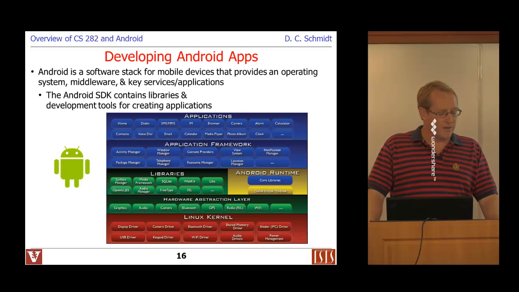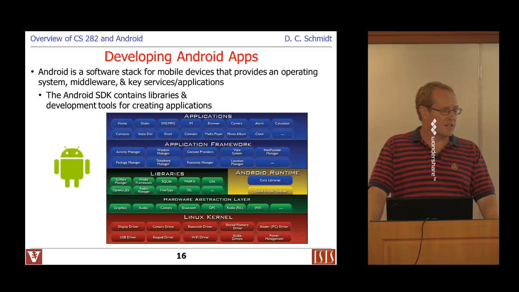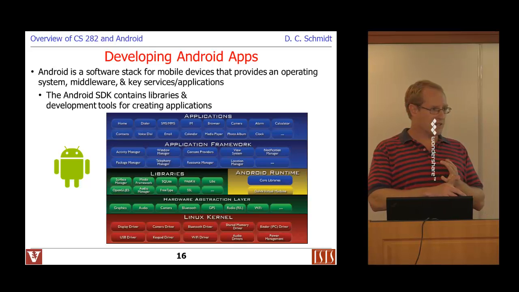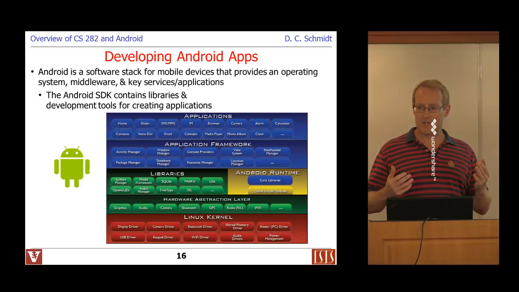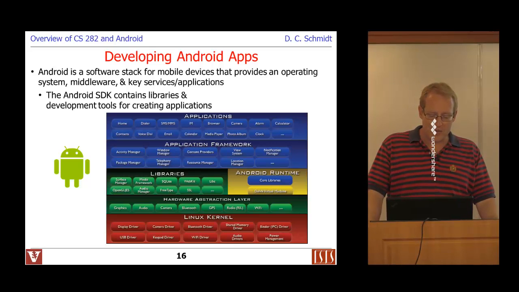So let's talk about Android. So what is Android, first of all? Well, Android is largely a software stack, and it provides a bunch of things in that stack. It provides an operating system, it provides a couple of different layers of middleware, and it provides various services and applications. One of the things we'll talk about later is the fact that you can download the source code to Android, and I'll give you the link here in a minute.